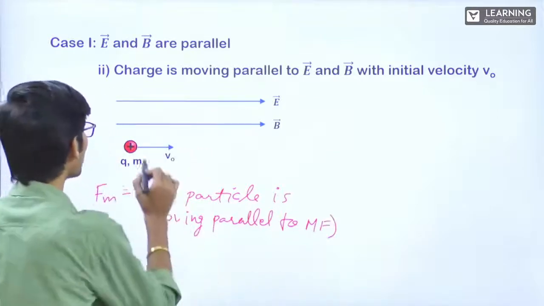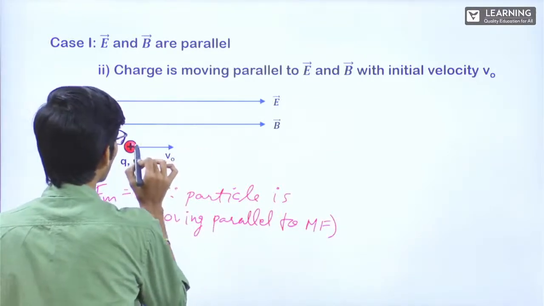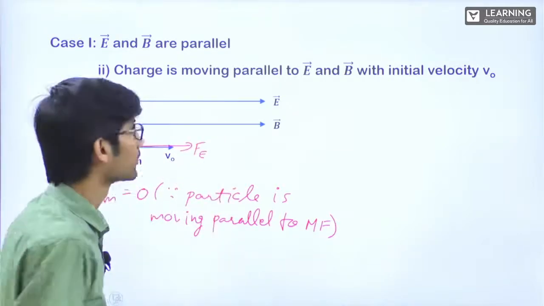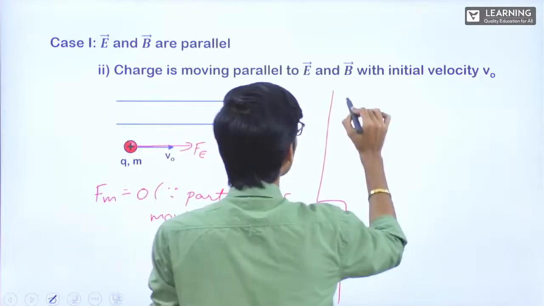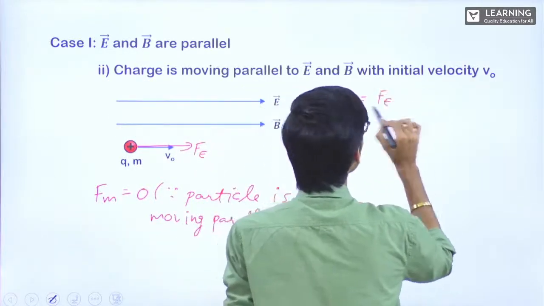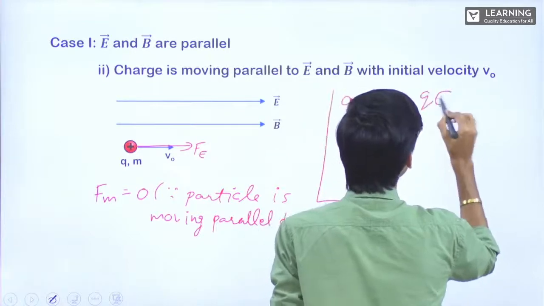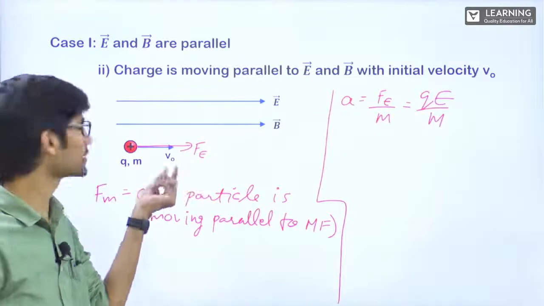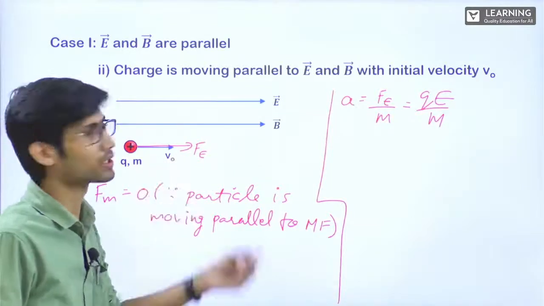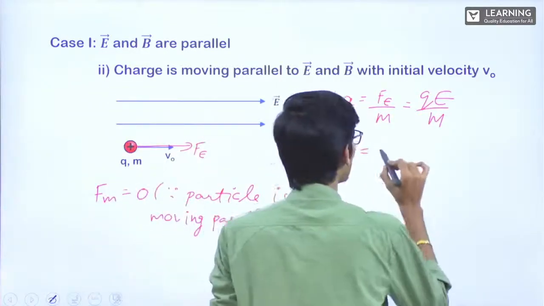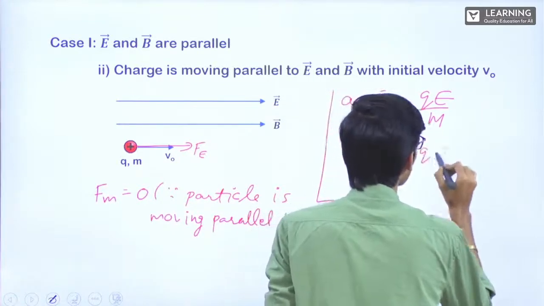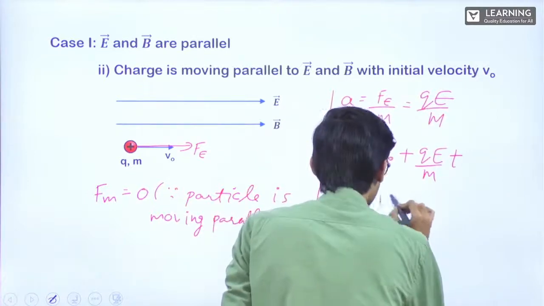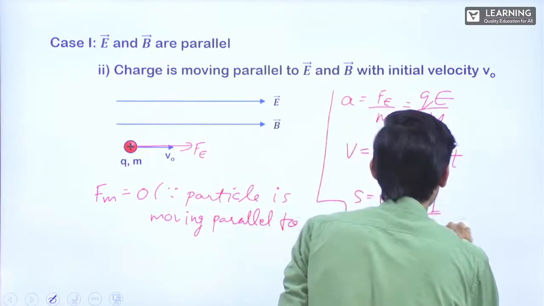So which force will be there on it? Electrostatic force. Because of this electrostatic force, again acceleration will be there, that is electrostatic force upon mass, which is qE by m. Again, it's motion in 1D. The same thing, it's just that this time initial velocity v0 is there. So v is equal to u plus at, and s is equal to ut plus half at square.